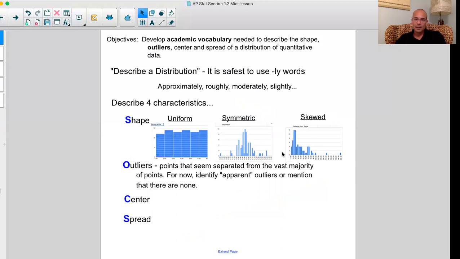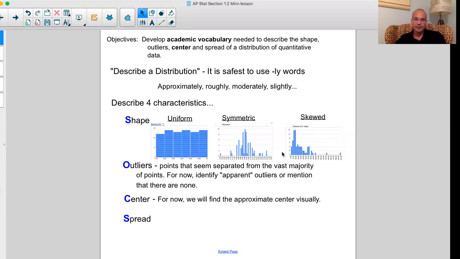But for now, along with that definition, we're just going to use the phrase like that: there are apparent outliers, or we're going to mention there are no outliers. We're not going to use specific work to figure out which one's an outlier and which one's not. That'll change down the line. So these two we could say are apparent outliers in that distribution.